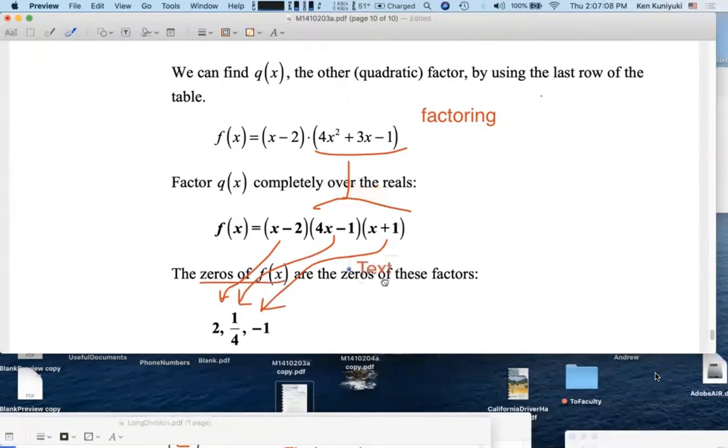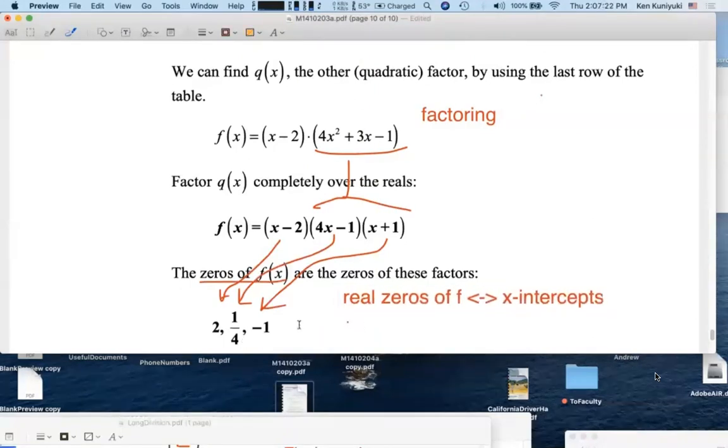The real zeros of the function correspond to what points on the graph? The real zeros of the function correspond to the x-intercepts on the graph. 2, 0, 1/4, 0, and negative 1, 0. In fact, we can sketch a graph of this thing.